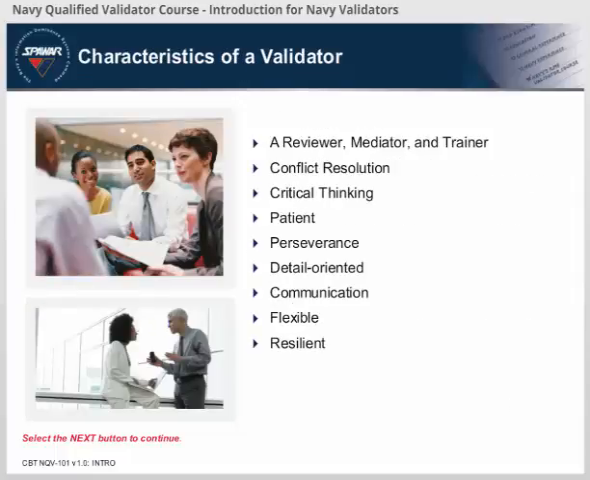Being a validator requires a person to be a part-time reviewer, mediator, and trainer, with strong conflict resolution and critical thinking skills. An effective validator has patience and the perseverance to confirm proper security controls are in place, detail-oriented to verify the paperwork process is complete and accurate to achieve a proper assessment and system authorization. Your role as a Navy validator will require you to have strong communication skills as you liaise with the SCA. Be flexible and resilient because your role will likely vary from one project to the next, as each system or authorization effort presents uniquely different compliance challenges and stakeholder involvement.